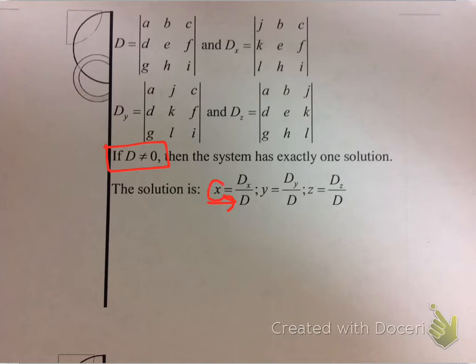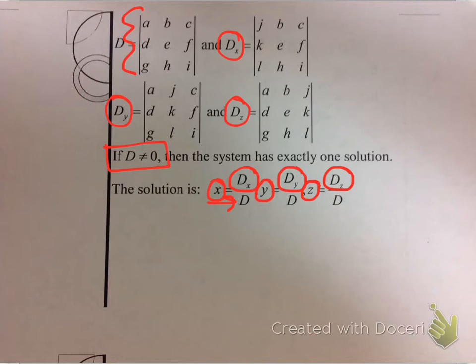When you're solving for x, you're going to use the x matrix determinant. Solving for y, you're going to use the y, and solving for z, you're going to use the z. And the same thing occurs. All 3 of these determinants up here start out looking like this one, and one of the columns gets replaced. Which column gets replaced just depends on which variable you're solving for.